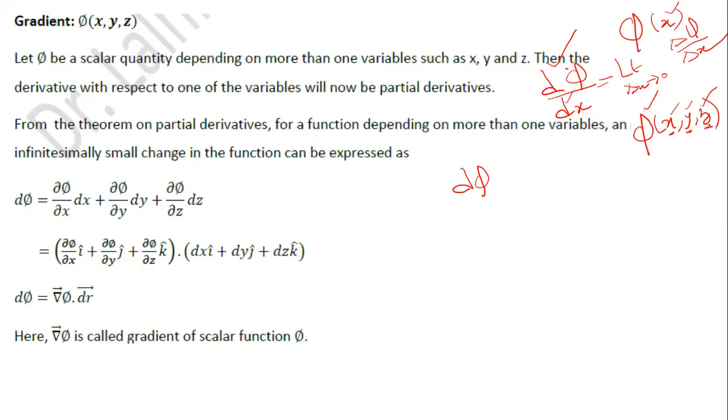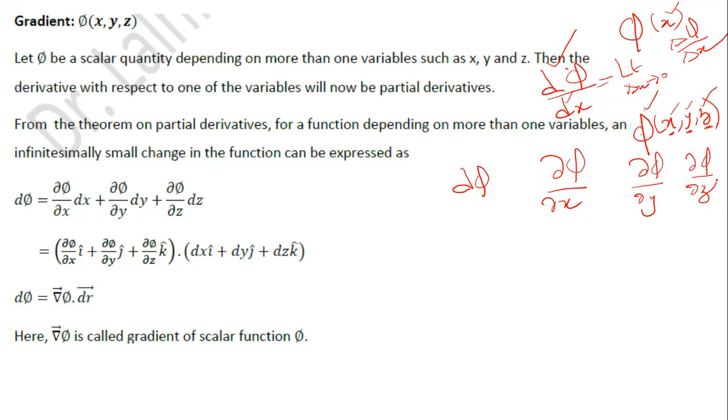So because of that, we have to consider how quickly this function changes with each and every variable on which it depends, right? Such a measure of how phi changes with x is called the partial derivative of phi with respect to x. All right, a measure of how quickly phi changes with y is called the partial derivative of phi with respect to y, and likewise the partial derivative of phi with respect to z.